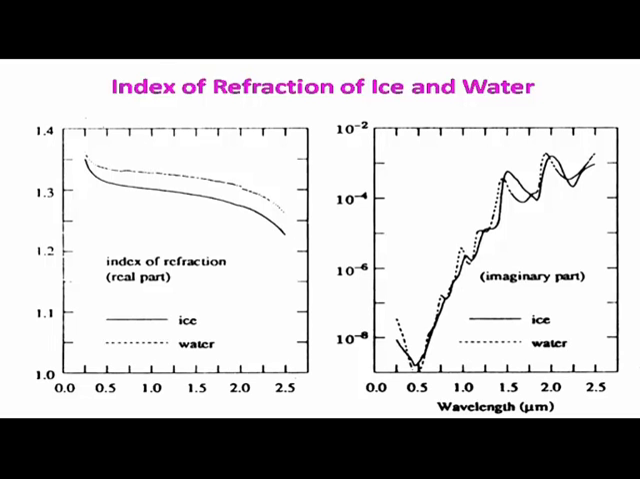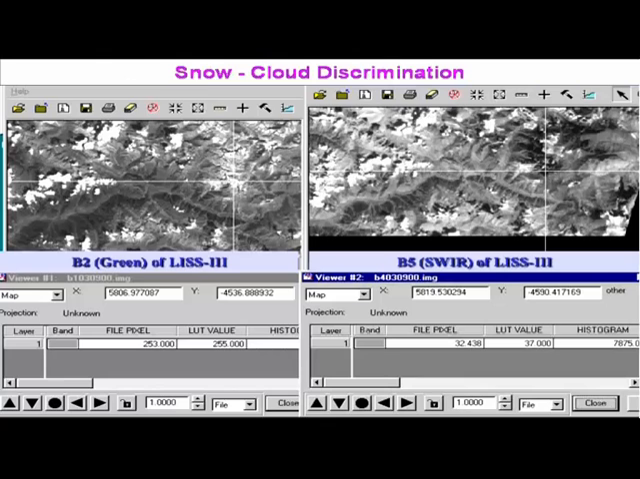as well as the region where you can discriminate between snow and cloud. In the cloud there is very fine grain size. However, in the snow there is larger grain size, and larger grain size absorbs more light, so snow appears dark in this region. However, the clouds appear white.